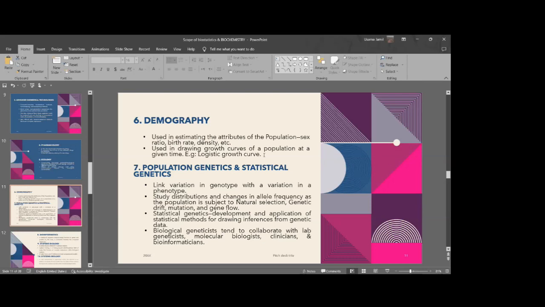Population genetics and statistical genetics are almost the same thing. They link variation in genotype with variation in phenotype, and study the distribution and change in allele frequency. So we basically deal with all sorts of genetic changes and variations, and the variations that tend to cause familial disorders and cancers and their incidence. Everything we see under this portion.